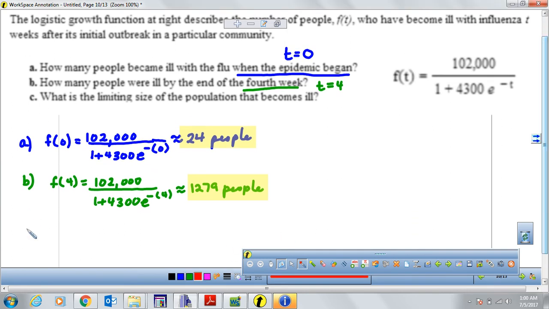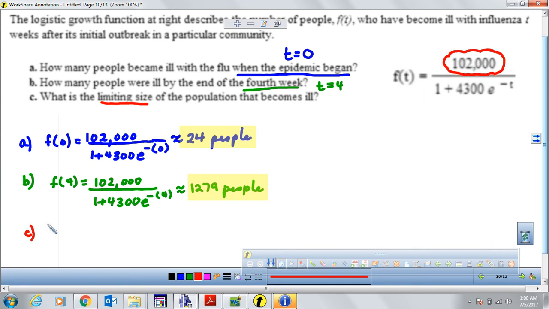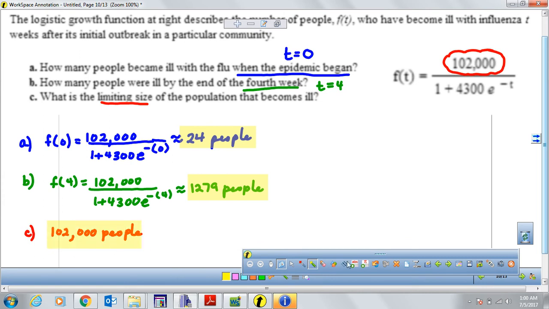And last but not least, letter C. What is the limiting size of the population that becomes ill? Limiting size means what is the maximum population that becomes ill. And remember, the limiting size or the maximum is given by this number on the numerator. So the limiting size of the population, or the maximum population that can become ill, is 102,000 people. And that would be the answer for letter C.